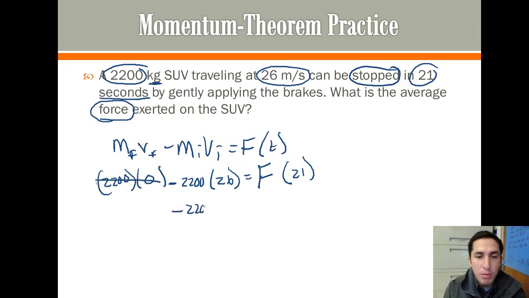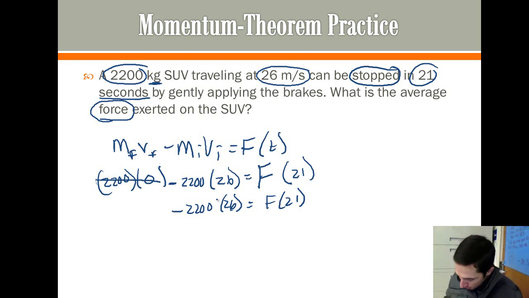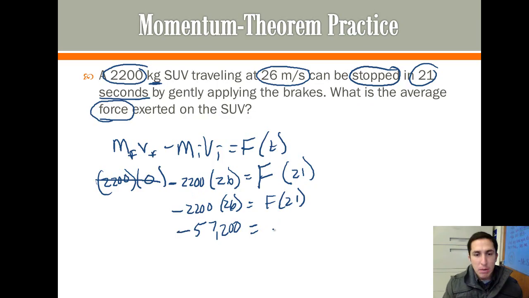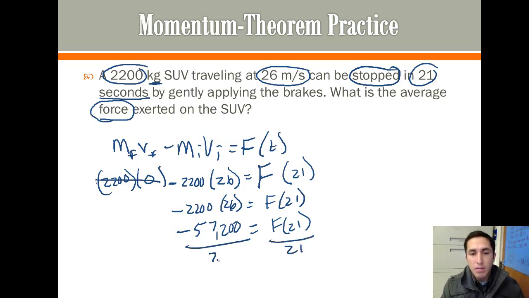So you are now left with 2200 times 26 equal to force times 21. Multiply the 2200 and the 26, sorry, it's a negative 2200. Negative 2200 times 26, and you get a negative 57,200 equaling force times 21 seconds. Now, this 21 is multiplying the force. How do you get rid of it? Good job. You've got to divide it. Divide it over there as well.